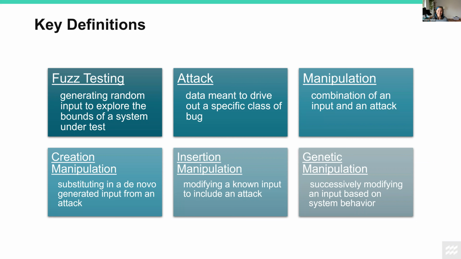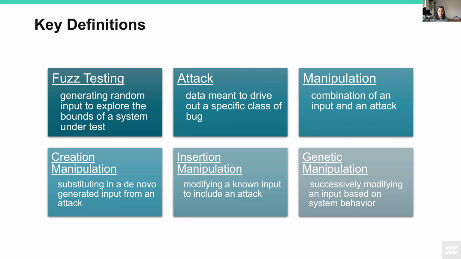Starting with, yeah, you're going to see the dog keep going back and forth. Starting with fuzz testing. Fuzz testing, if we use a more academic definition, is just generating random input to explore the bounds of our system under test. Pretty simple. And so when I talk about an attack, I'm going to talk about the specific data in that input meant to drive out a specific class of bug. For example, a SQL injection attack. And then we're going to talk about manipulations, which are the combination of your input combined with an attack.